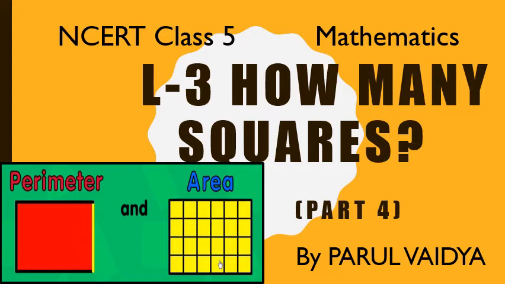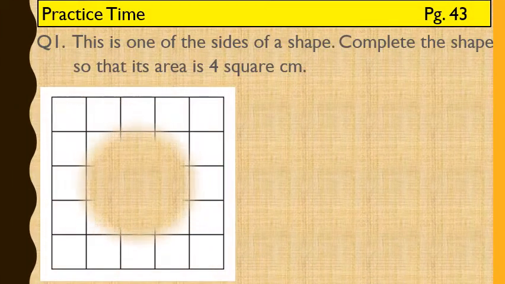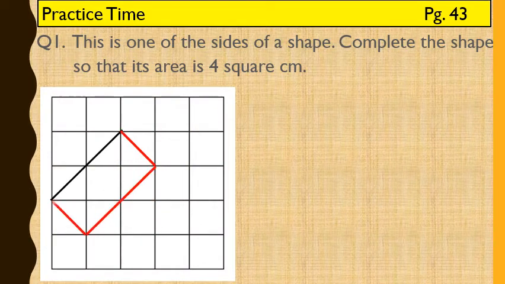Today we are going to continue the same lesson, that is lesson number 3, how many squares. Practice time, page number 43. Question 1. In the given figure, one of the sides of a shape is given. You have to complete the shape in such a way that its area is 4 square centimeter.